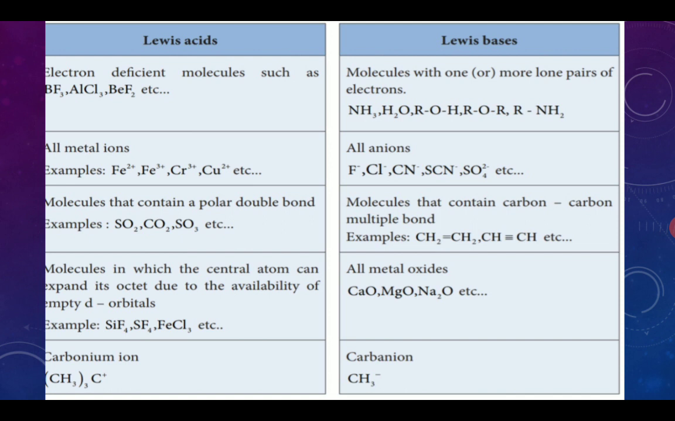The second point: all metal ions, for example Fe2+, Fe3+, Cr3+, Cu2+ etc., are all Lewis acids. And all anions, F-, Cl-, CN-, SO4 2-, all these negative ions are Lewis bases. Molecules that contain a polar double bond, for example SO2, CO2, SO3, etc., are acids because they have double bonds.